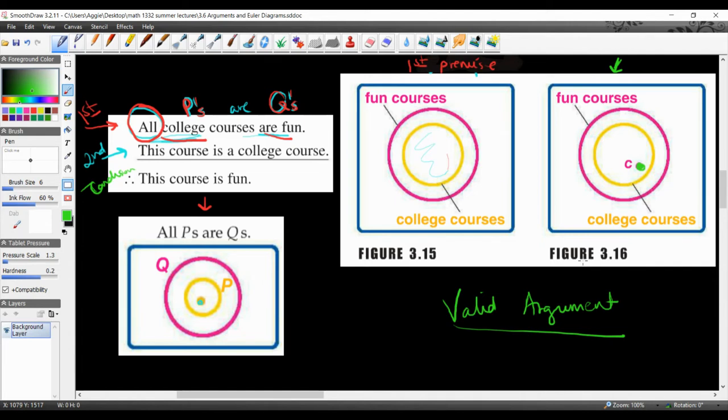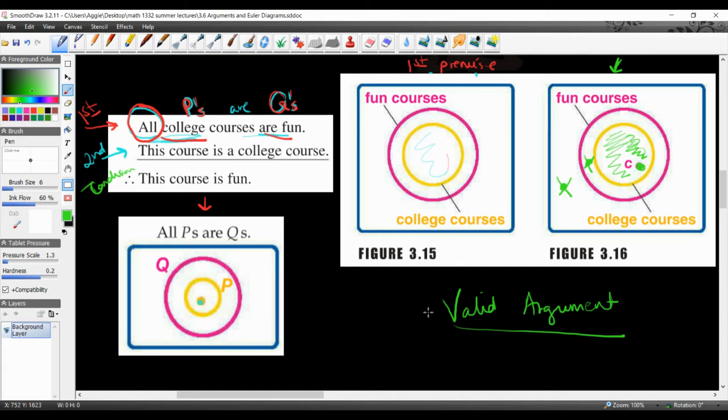Now to check this, we want to say, can I put this course anywhere else? If I could put that dot anywhere that's not inside this yellow circle, that would prove that this is an invalid argument. So we're going to check that. If I were to put my little dot, my conclusion, here, well, now that conclusion is no longer a college course. And according to the second premise, this course is a college course. So we can't do that. Can we put the dot out here in the universe? Again, it tells us that this course is a college course, so we can't put it out there either. That means it has to be somewhere in this space right here. And because this space is inside the bigger space of fun, that means that this course is fun.